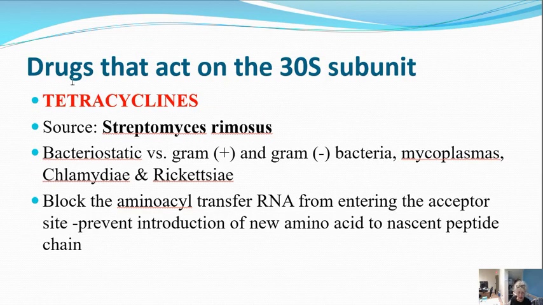Tetracyclines work on the 30S ribosomal subunit. Bacteriostatic versus gram-positive and gram-negative bacteria, mycoplasmas, chlamydiae, rickettsiae. They block the aminoacyl transfer RNA from entering the acceptor site and prevent introduction of a new amino acid to the nascent peptide. So we kill the Borrelia burgdorferi and rickettsiae with tetracyclines, 30S.